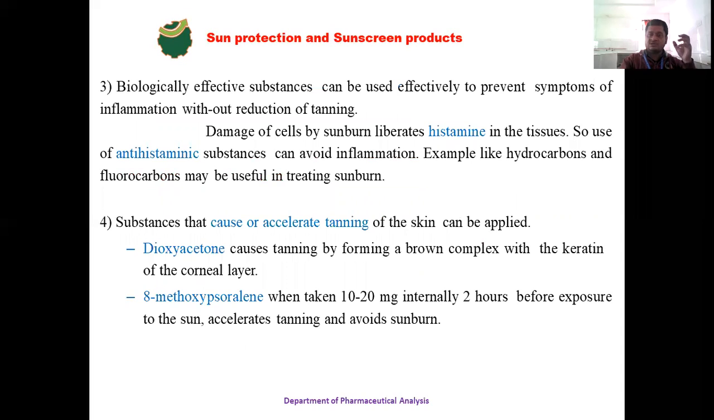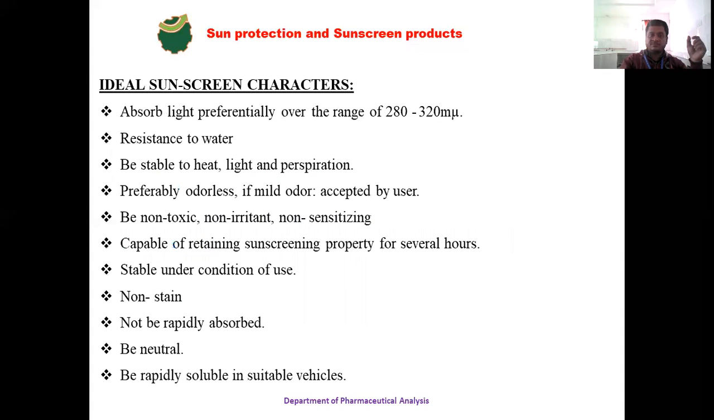Then next, some particular ingredients accelerate tanning. That also is one way to protect the skin. And the last one is, if any person already has sunburn, we can treat it by using various antihistamines, like hydrocarbons and fluorocarbons, to avoid the inflammation. And we discussed the various ideal characteristics of a sunscreen product. Okay, so in our next session we are going to discuss various formulations of sunscreen products. Okay, thank you.